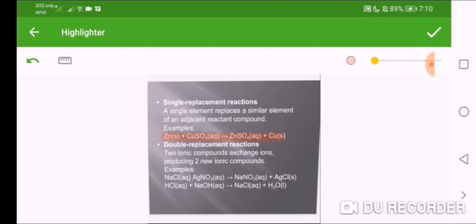In the double replacement reaction, two ionic compounds exchange ions to produce two ionic compounds. In that reaction, sodium chloride and silver nitrate react with one another and produce sodium nitrate and silver chloride. Here, sodium is replaced by silver and produces sodium nitrate, and silver will produce silver chloride. And another reaction is given: HCl reacts with sodium hydroxide and it will produce sodium chloride and water.